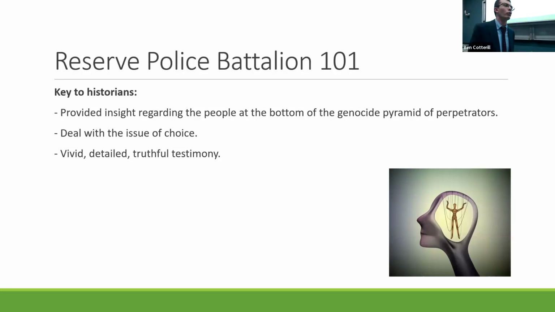And when he went over these transcripts, they were really, really important for historians in understanding what happened in the Holocaust for a number of reasons. First of all, they gave us finally some insights into those at the bottom of the genocidal pyramid, if you like, those who were the ones obeying the orders, actually carrying out the commands to kill. We knew quite a lot about those at the top, the ideologues who were giving the orders, right? Hitler and Himmler, okay?